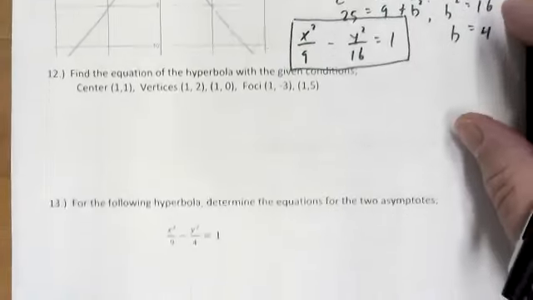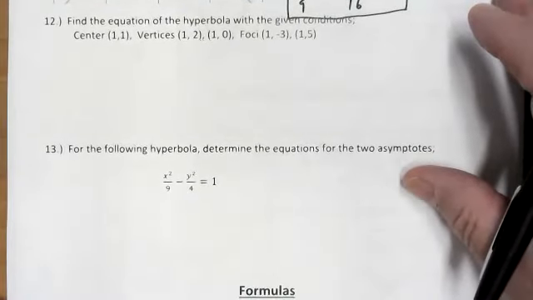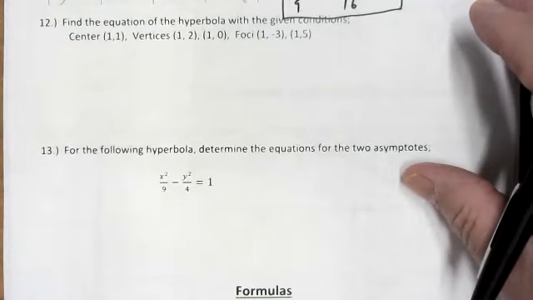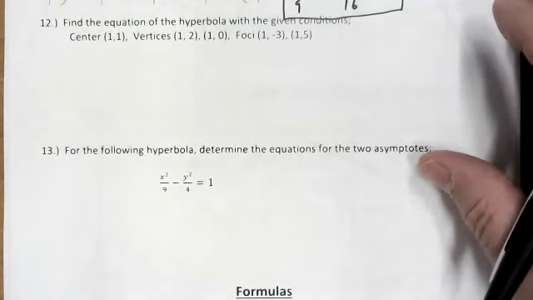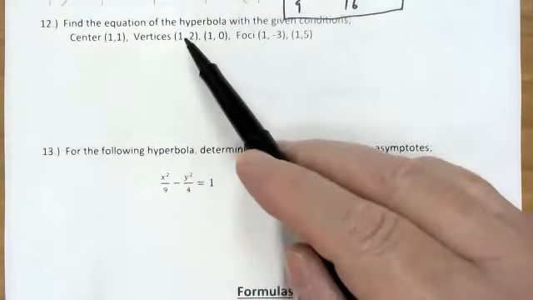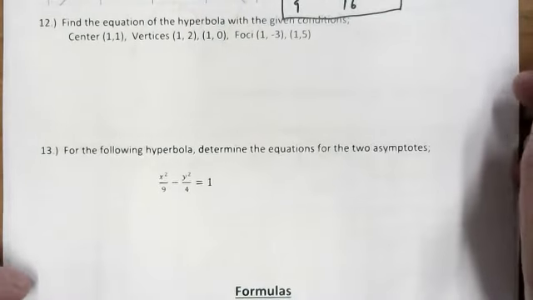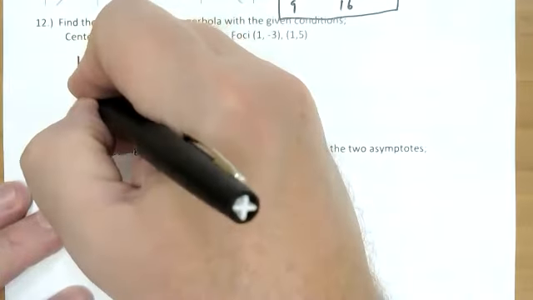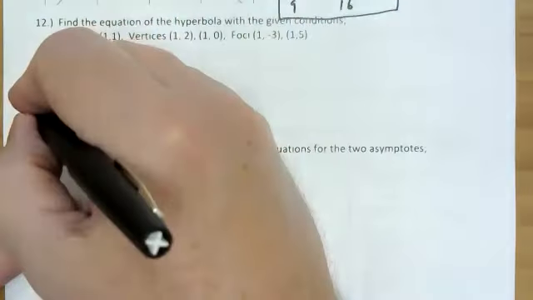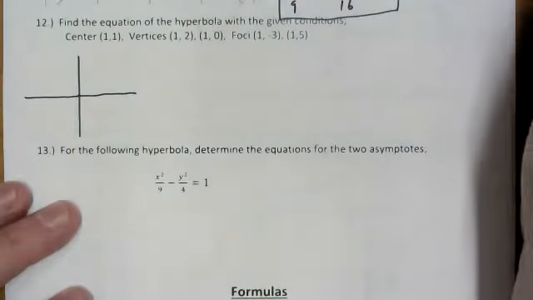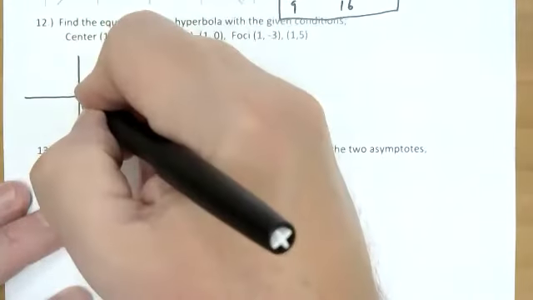All right, two more problems. Number 12, find the equation of the hyperbola with the given conditions. They give the center, they give the vertices, they give the foci. So once again, I'm going to make a little sketch and graph this out. And once I graph it out, I can try and see what's going on and figure out everything I need. So let's go.